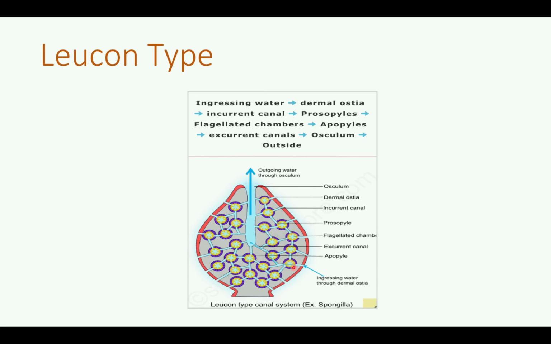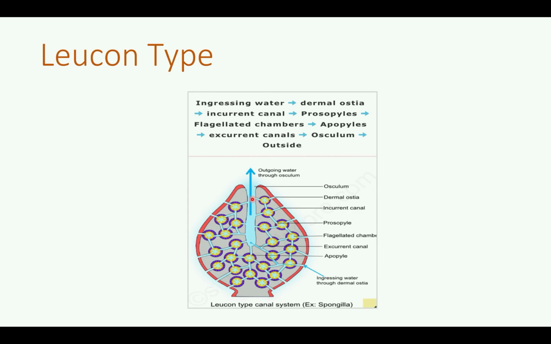Then from the flagellated chamber, water moves into the excurrent canal. Water moves from the flagellated chamber to the excurrent canal through the apopyles. From the excurrent canal, water moves into the osculum and it comes outside. So this is the canal system in leuconoid sponges, and it is known as the Leucon type of canal system.